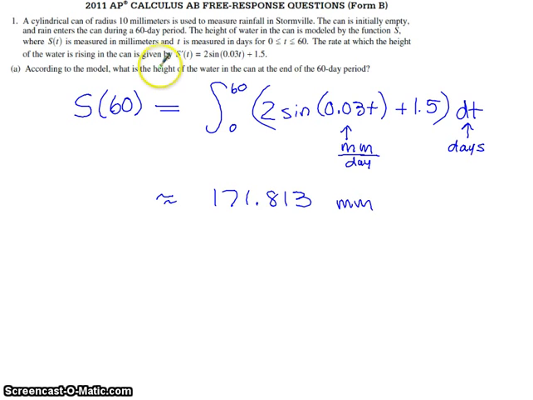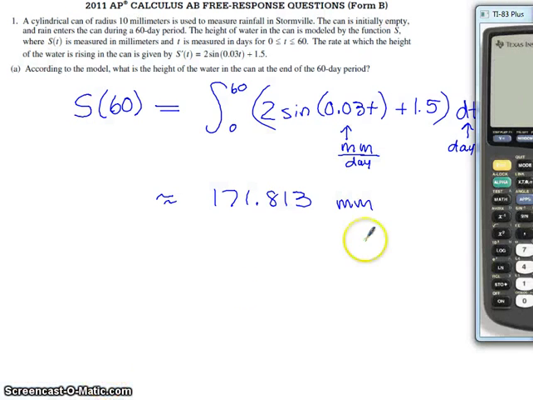First part wants us to say what the height of the water is at the end of the 60-day period. So if you need to figure out s of 60, we would take into account the initial amount of water in the can, which is 0, so that's why I don't really have it represented here, but technically you can think of it as 0 plus how much the height has changed. And since this is the rate of change of height, if we integrate the rate of change of height across the appropriate limits of integration, we're going to have the value of this telling us how much the height has changed. Since we started with 0, all we really need to do to find s of 60 is evaluate this, and doing that on the calculator is something that should be pretty simple to do.